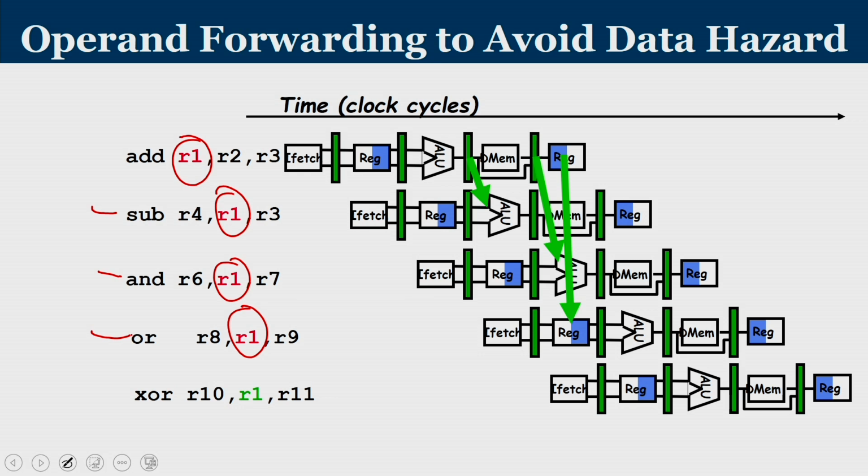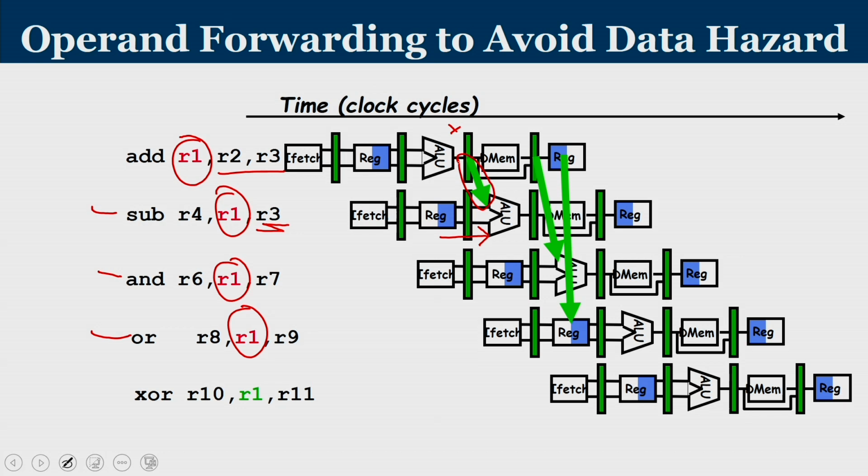Now, you see the value of R2 plus R3 will be available at the output of the ALU, and the value of R1 is needed for the subtraction instruction prior to the ALU start. So, the value of R3 will typically come from the register and the value of R1 will come from the output of the ALU. That is called operand forwarding.